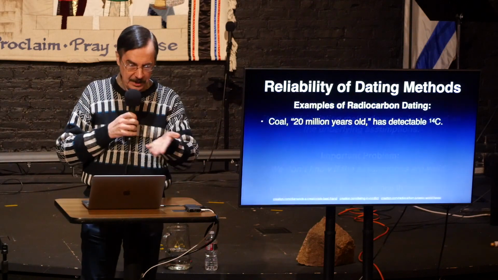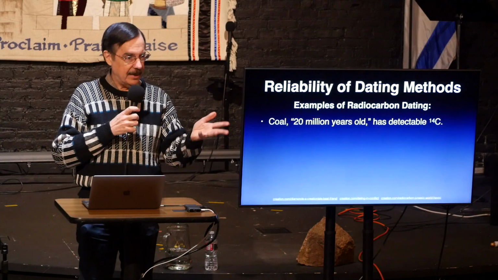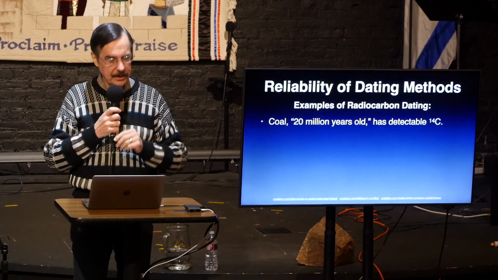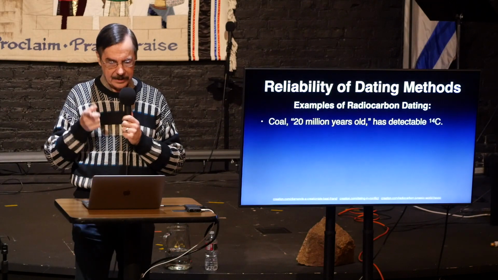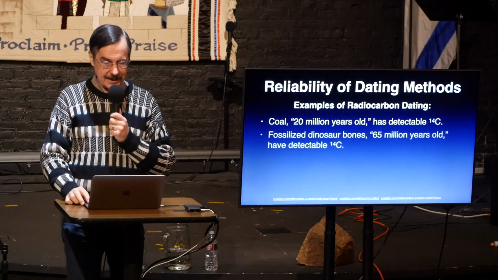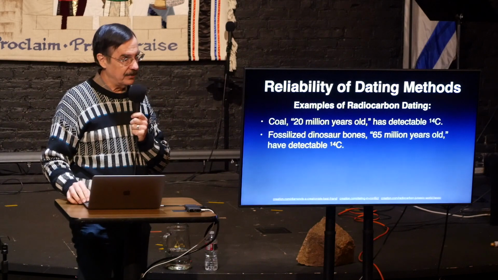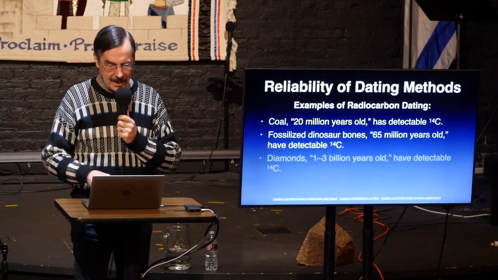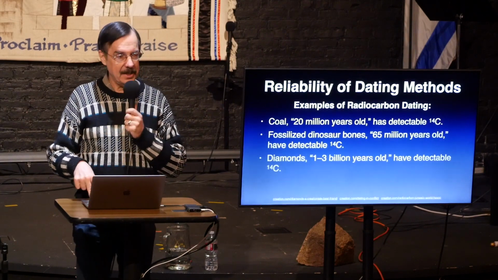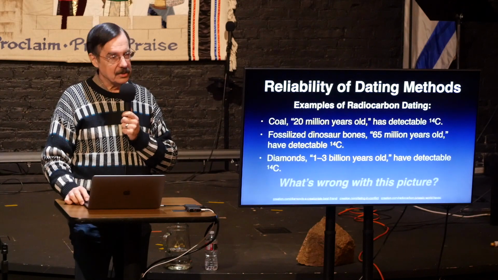Okay, so here are some examples of radiocarbon dating. They've dug up coal, done some radiocarbon dating on it, and they say it's 20 million years old and it has detectable carbon-14. Fossilized dinosaur bones. They claim they're 65 million years old, but they still have carbon-14. Diamonds are 1 to 3 billion years old, supposedly, and they still have detectable carbon-14. So what's wrong with this picture?